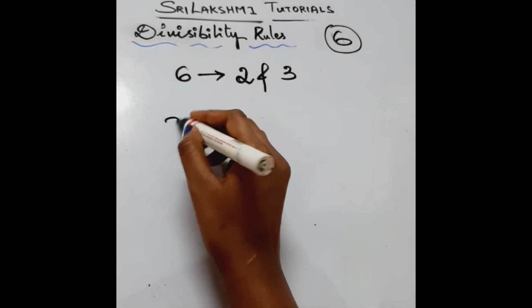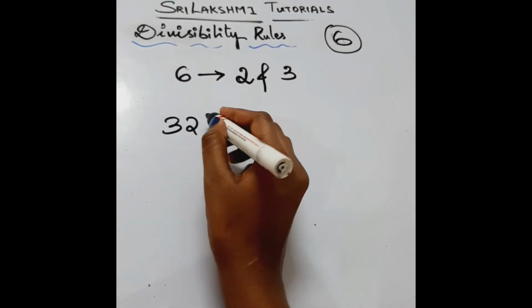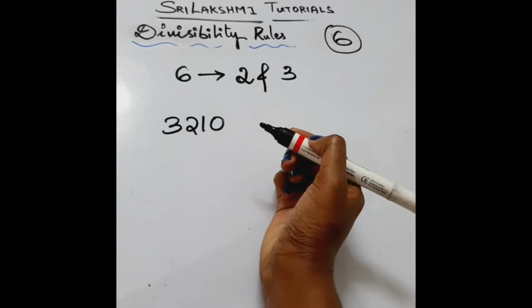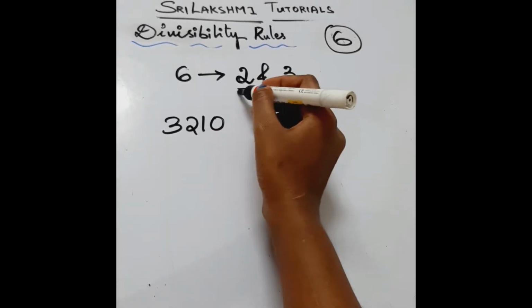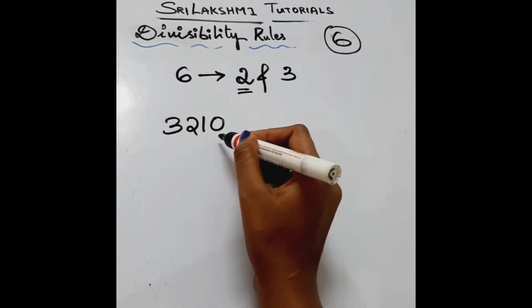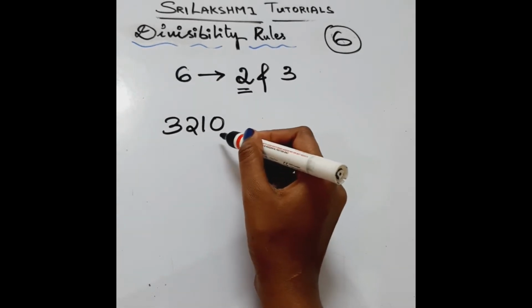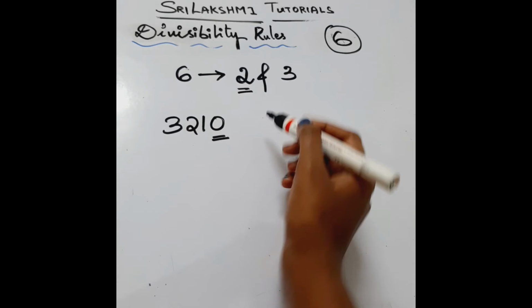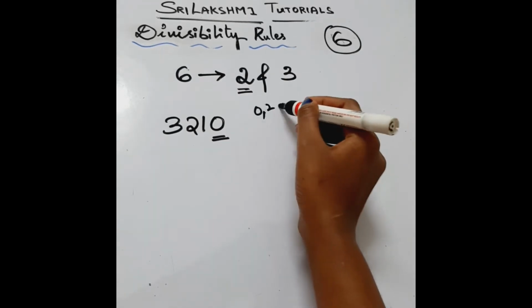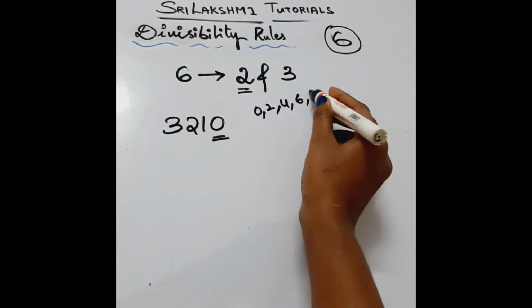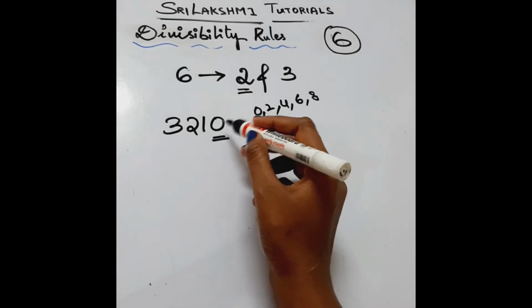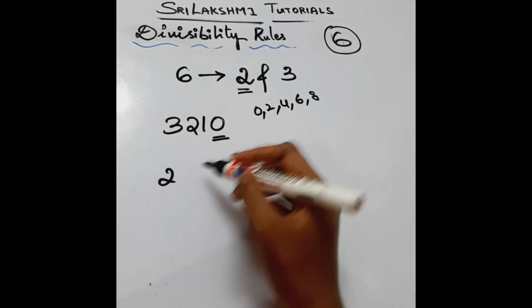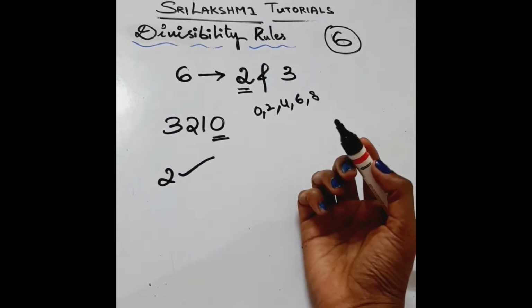Let the number be 3210. Now check whether this number is divisible by 2 or not. What is the condition for 2? The units place should be 0, 2, 4, 6 or 8. Any of these digits should be in the units place. If it is there, then it is divisible by 2.